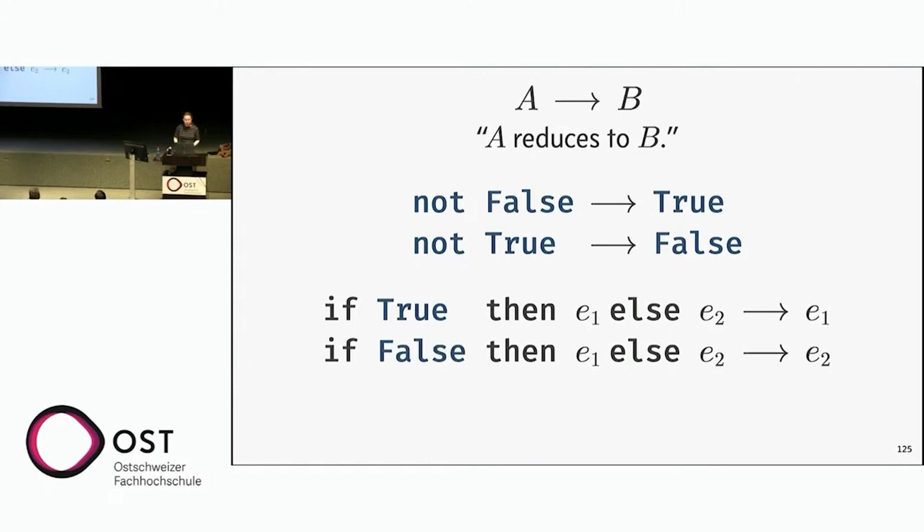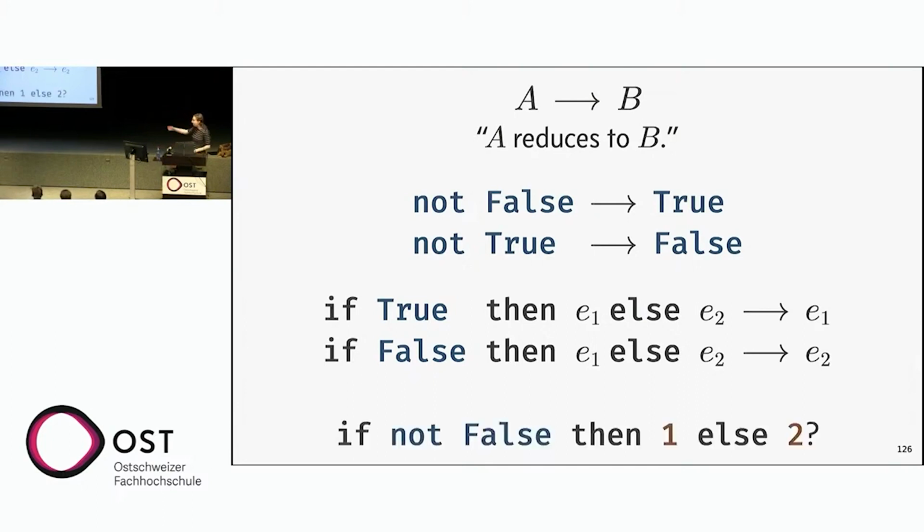Makes sense? Okay, so this is all well and good, and this allows us to describe how reduction actually works, what reductions we're allowed to do. But if we're given some expression like this, if not false, then 1, else 2, then we have a problem, because none of these rules actually match that expression. It doesn't match the ones on the top, because there's this extra bit here, and it doesn't match the if-then-else expressions, because the condition is not just the literal true or false.